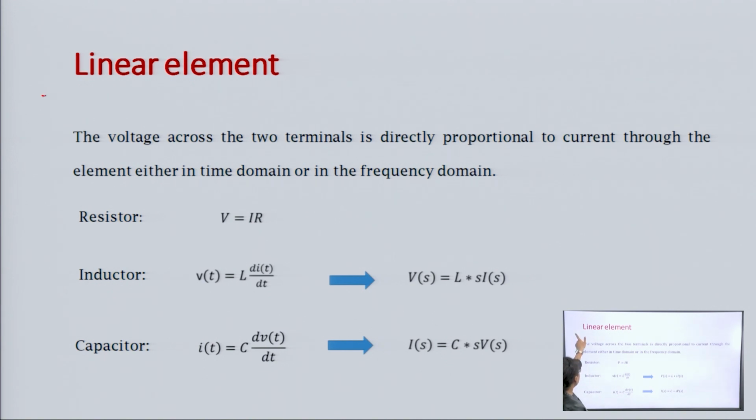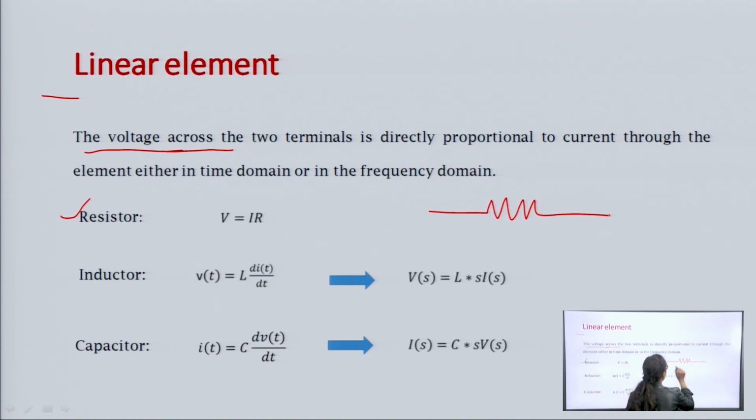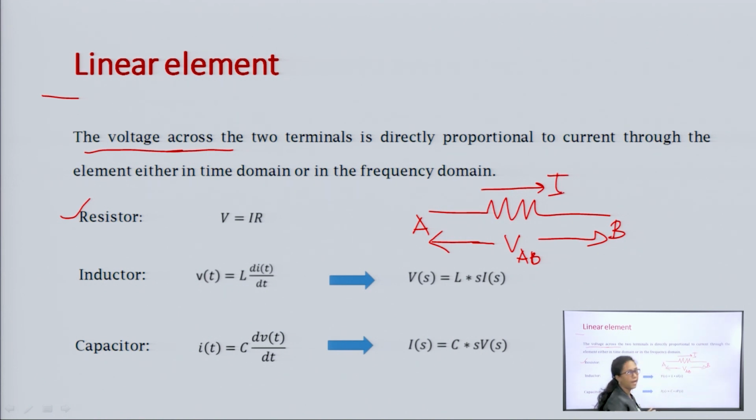Now what are linear elements? As the name suggests, linear means there is a linear relation between two variables, right. So basically the voltage across the two terminals is directly proportional to the current through the element, either in the time or in the frequency domain, right. What does it mean? Suppose here is an example of a resistor, I am just making a resistor, these are the two terminals A and B, the voltage across this resistance is VAB, and the current flowing through this resistance is I, right.